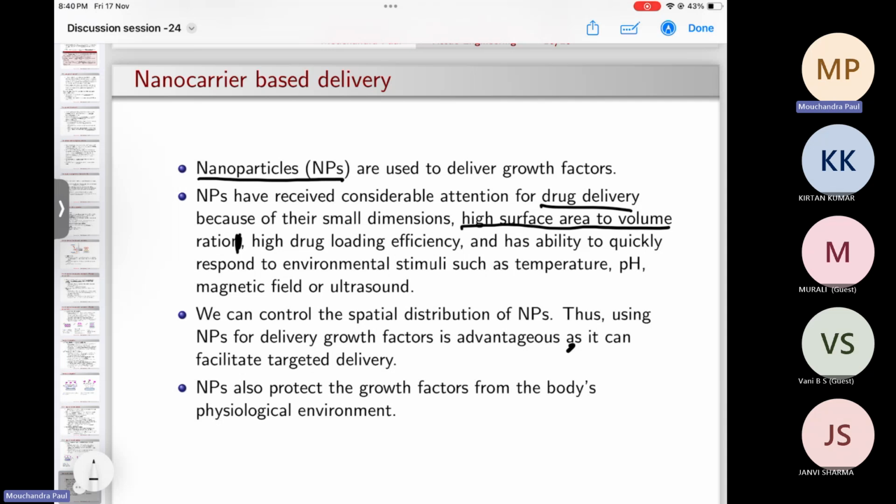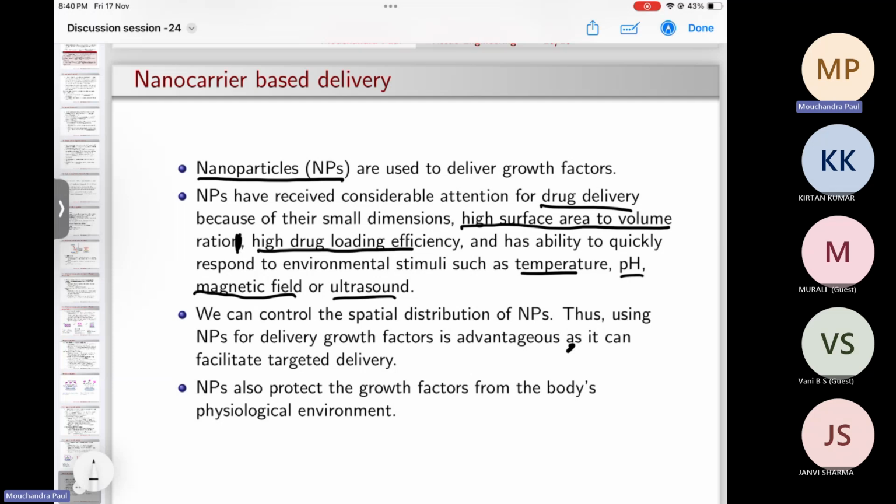Okay, a high surface area to volume ratio will allow a high amount of drug loading. It means the payload that you can deliver using nanoparticles is quite high, and depending on what type of material you are using to make these nanoparticles, you can make a smart nanoparticle. It can respond to a particular type of environmental stimuli, like change in temperature, pH, or magnetic field, then ultrasound, etc. These are various kinds of stimuli which can modulate the nanoparticle behavior.